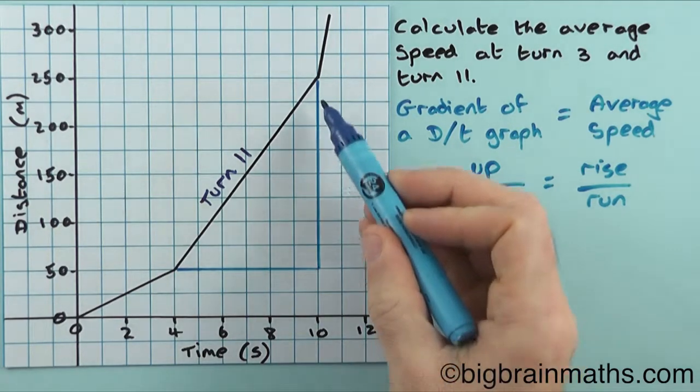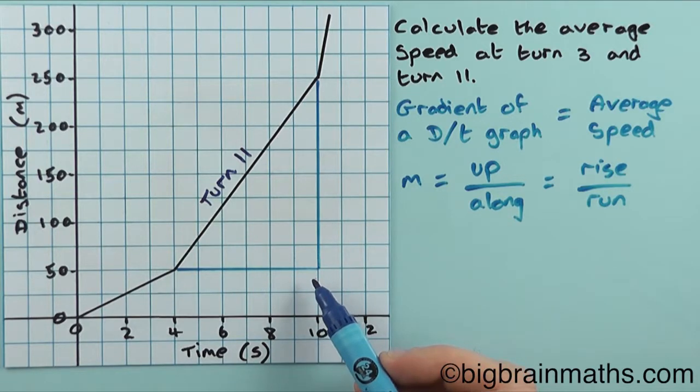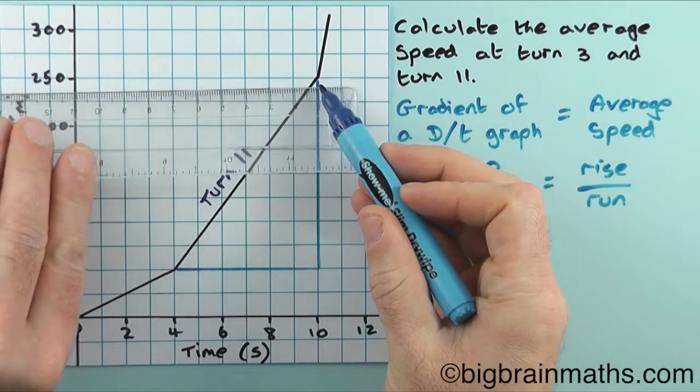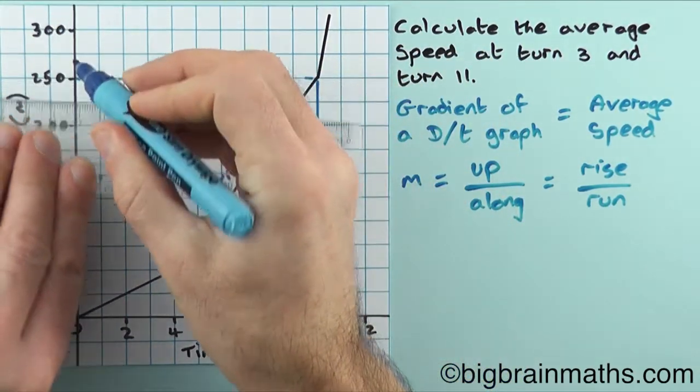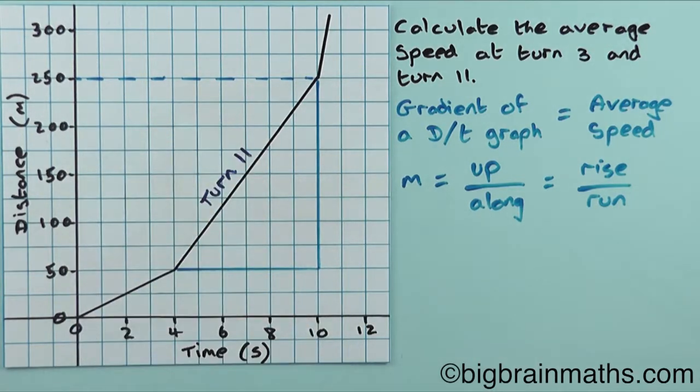Now we need to work out the up distance of the triangle and the along distance of the triangle. And to do this, we're going to have to read off some values from the graph. And remember, any time that we're reading off values from a graph, we need to draw a dotted line on the graph using a ruler and a pen. So to work out the up distance of the triangle, I need to draw a dotted line from this point across until it meets the y-axis. And I can see that this value here is 250 meters.